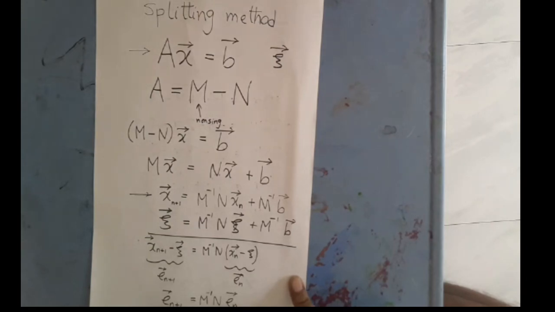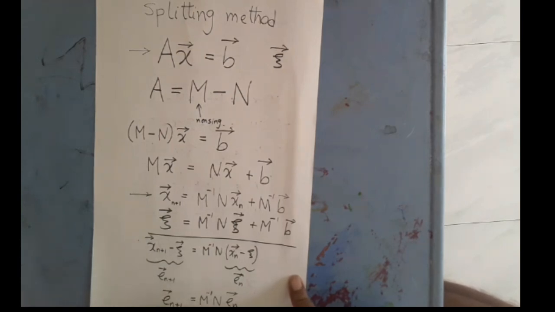So if the error at step n is this, then the error at step n plus 1 will be this. Naturally, we want this sequence en to go to 0. For this, we require M inverse N to be something like a contraction mapping. That is, it should somehow make en smaller. In that sense, en will be made smaller to produce en plus 1. So this will be smaller than that. In the next iteration, en plus 2 will be even smaller and eventually they will go down to 0.